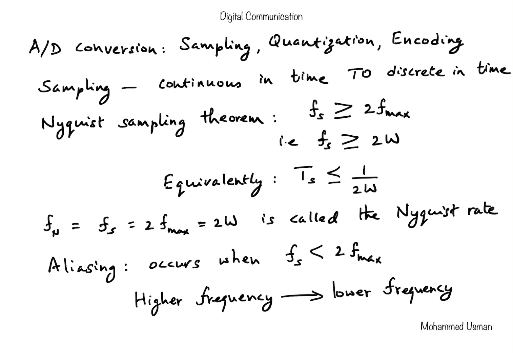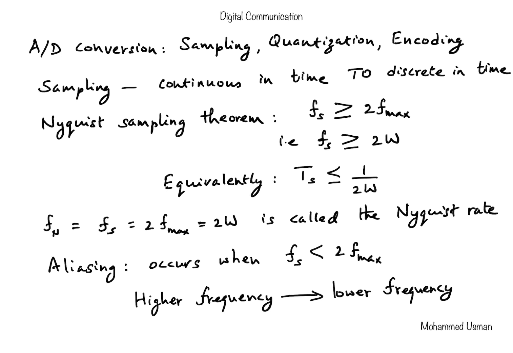In the previous lecture, we discussed the process of analog to digital conversion, or A to D conversion, and that involves three steps. The first step is sampling, and then quantization, and then encoding. So the A to D conversion process involves these three steps.